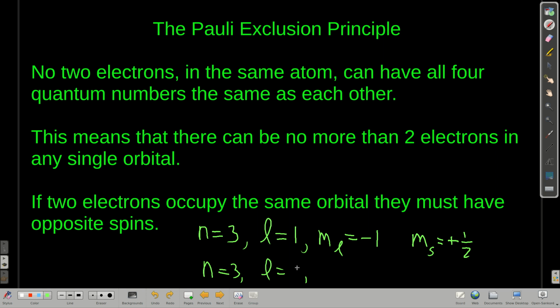L equal to 1, and M sub L equal to minus 1, then M sub S has to be equal to minus 1/2. And there's no other possibility. That's the most electrons we can fit into this orbital. This would be a 3p orbital, one of the 3p orbitals.